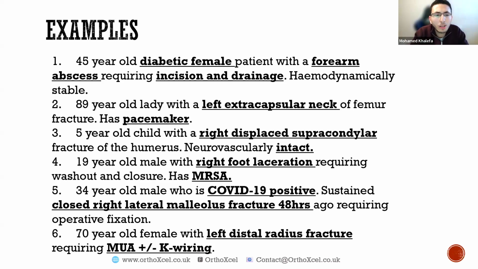And then a child, as we mentioned, a 5 years old child with a right displaced supracondylar fracture of the humerus, neurovascular intact. So you know it's a child, and he's got a displaced fracture. So this is obviously not type 1. It will be either type 2 or type 3. You can ask about Gartland, but it doesn't matter. Since it's displaced, then it needs surgery or reduction of some sort. And he's neurovascularly intact. So you would ask, okay, what?